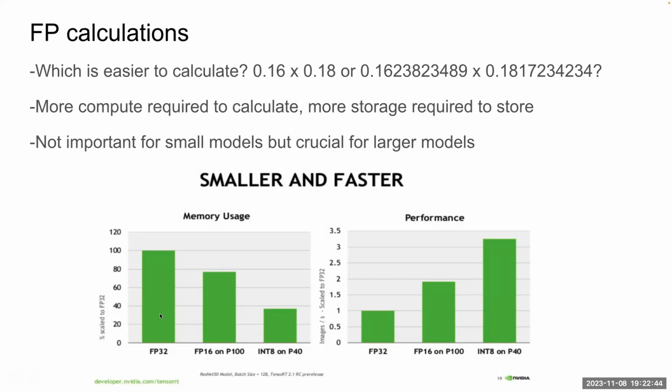This is a graph from NVIDIA that shows how memory usage lowers and performance increases when you reduce the precision. But of course, there's a downside to doing this. When you lower the precision of your weights or your data, there is a chance that your model will become less accurate.